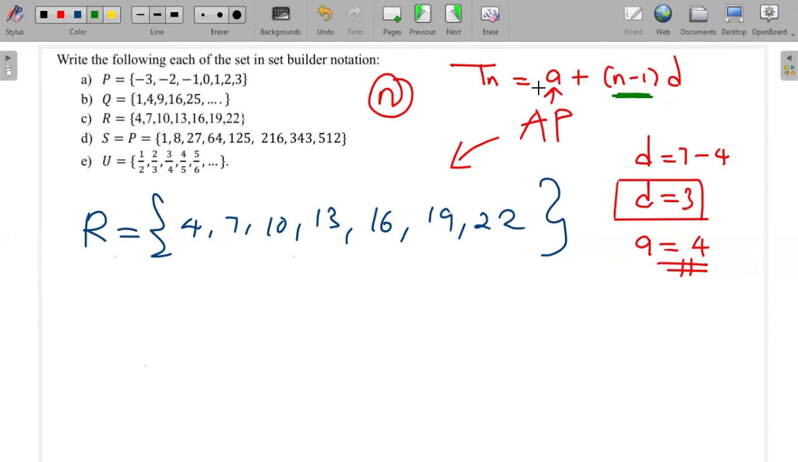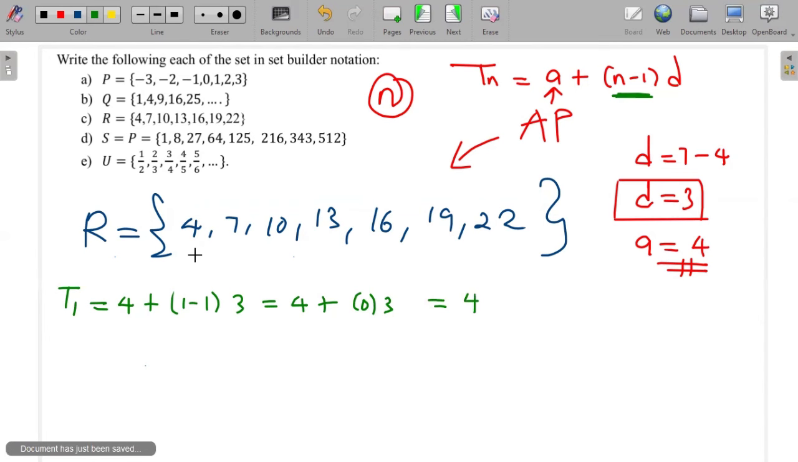So what if I write the first term, T1, as equal to 4? I want us to drive it step by step. So 4 plus, and then notice what will happen in the brackets. It will be 1 minus 1, and then d is 3. This 1 minus 1 is the same as 0, right? So this is the same as 4 plus 0 multiplied by 3. And then the answer there, I'm just going to get 4, which is the first term.